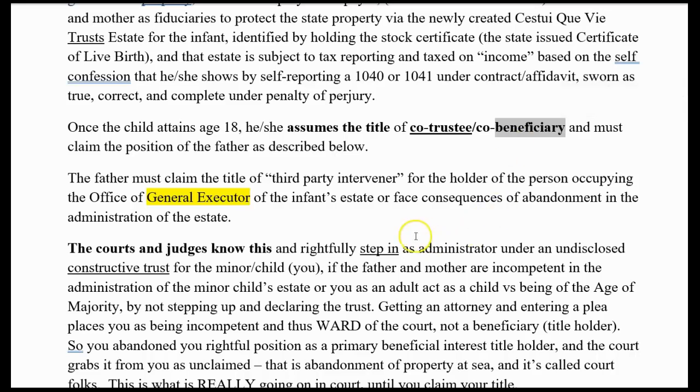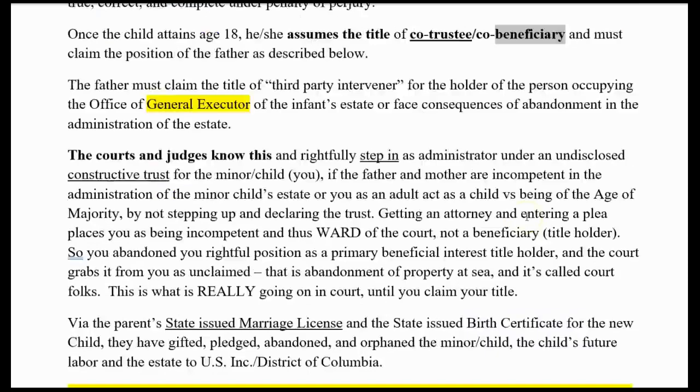The father must claim the title of third-party intervener for the holder of the person occupying the office of the general executor of the infant's estate, or face consequences of abandonment in the administration of the estate. What that means is you've got to step up and say, I understand what's going on here, I know how to run this, and I'm going to execute this thing myself. Okay? All you have to do is claim to be a beneficial owner to do that. That's all this really equates to.